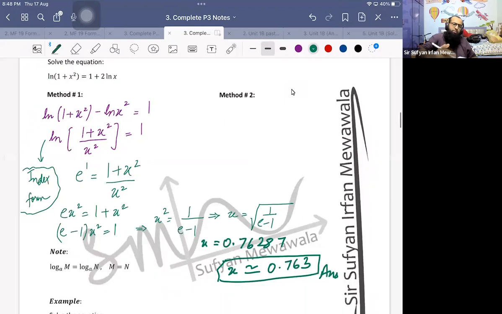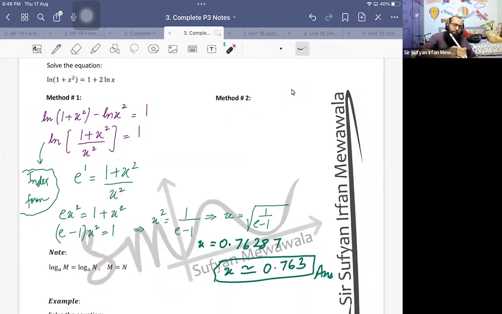That was my method number 1. Subtraction gets converted to division, and then finally we got x equals to 0.763. This is method number 1. Tell me, is method number 1 clear to everyone? Does anyone have any doubt in method number 1? Any confusions in method number 1? Please acknowledge.